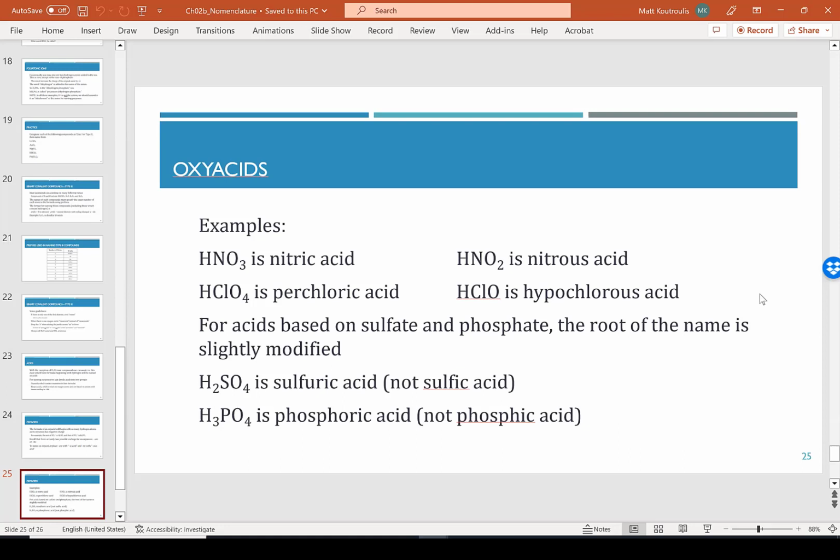Now, for some reason with sulfate and phosphate, the reason probably is historical. They were named before we came up with rules. So instead of calling sulfate sulfic acid, which would be correct if we did it by these rules, no one calls it sulfic acid. It's sulfuric acid or sulfurous acid. So you say the whole name of the element, unfortunately. Phosphate, instead of being phosphic acid, it's phosphoric acid. Not phosphorusic acid, it's phosphoric acid. But you've heard both of those words before, right? Sulfuric acid and phosphoric acid, hopefully. So that's just how we are going to do that.